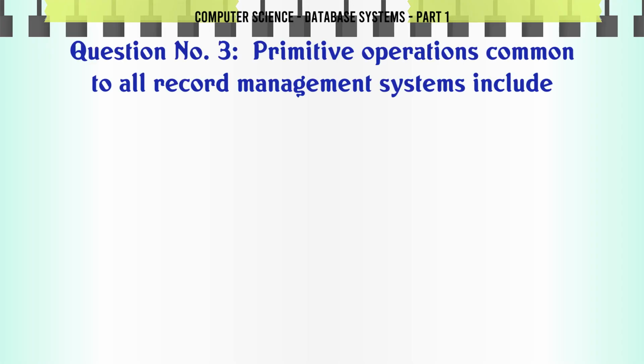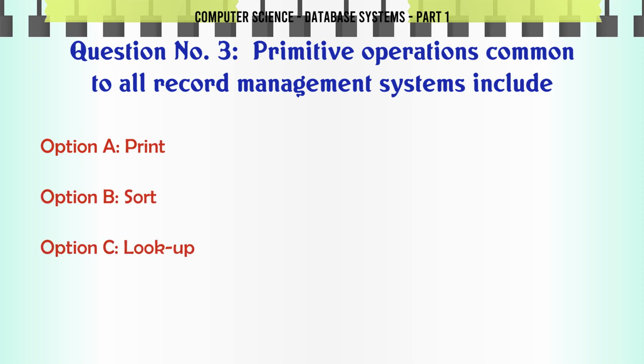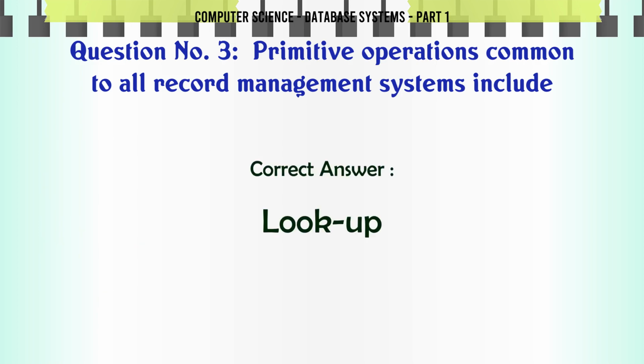Primitive operations common to all record management systems include A. Print. B. Sort. C. Lookup. D. All of the above. The correct answer is lookup.